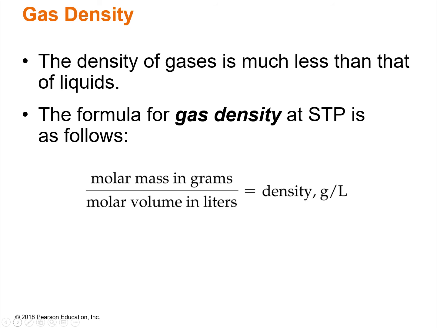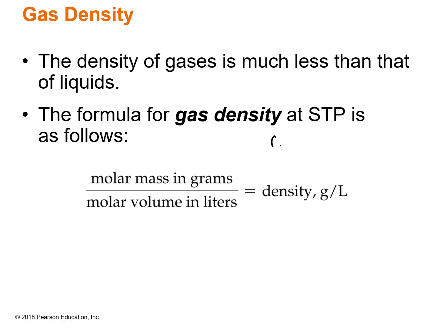The density of gases is much, much less than that of liquids or solids. If you remember from chapter 3, when we were talking about the states of matter, gas particles are really, really far apart. So the amount of gas that can fit in a volume is pretty low. They spread out really far. So density for a gas at STP can be defined as the molar mass in grams divided by the molar volume in liters.